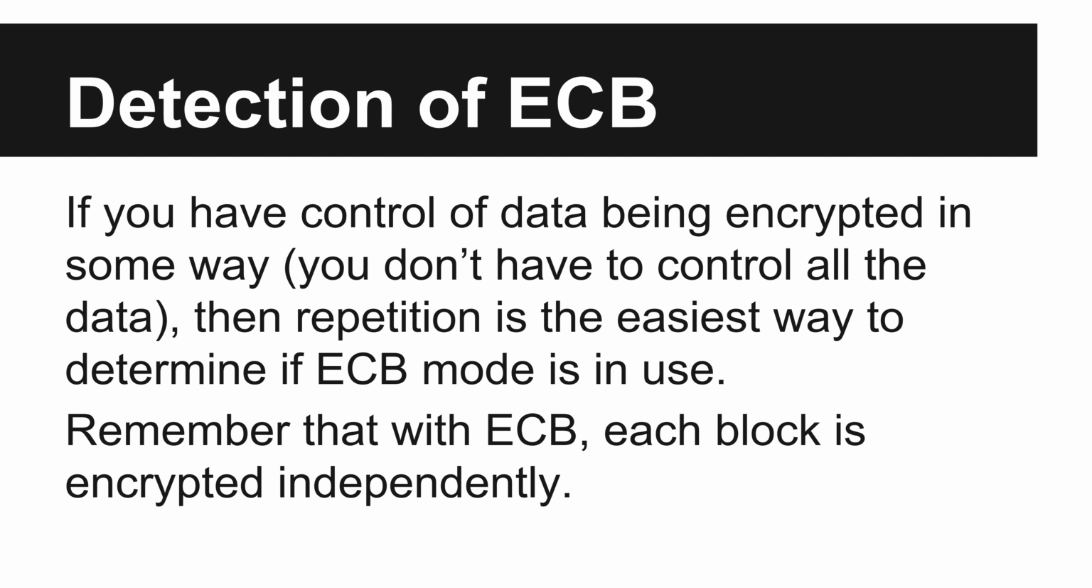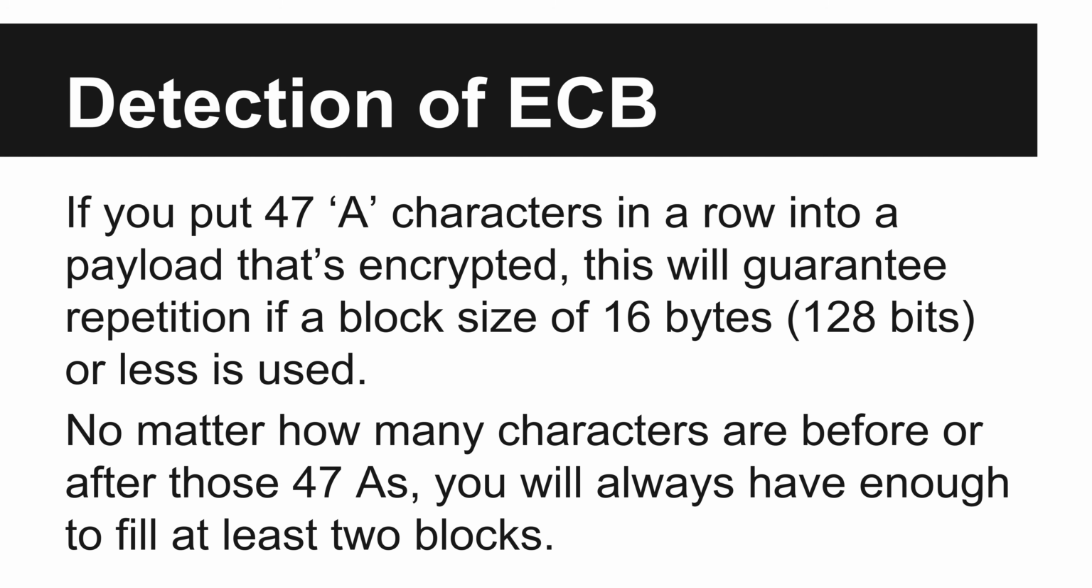To detect ECB mode, if you have some control over the data being encrypted, repetition makes it obvious. This is because each block is encrypted independently in ECB. With 47 of a given character in a row, I typically use A for this, you're guaranteed to see some repetition if ECB is being used with a cipher having a block size of 16 bytes or less. No matter what comes before or after these characters, you'll be guaranteed at least 2 solid blocks that should match.